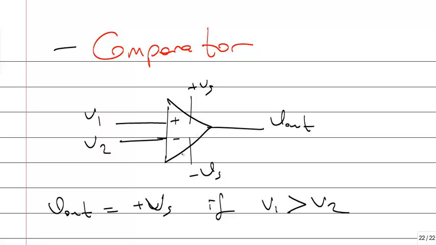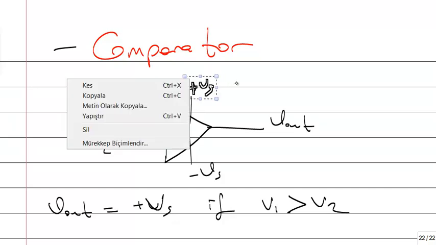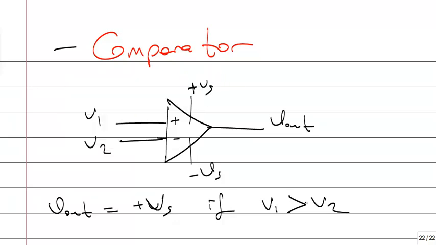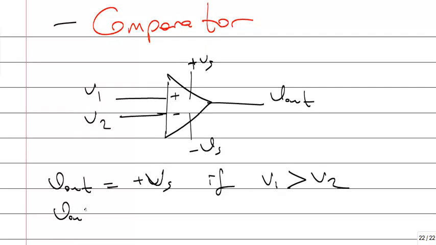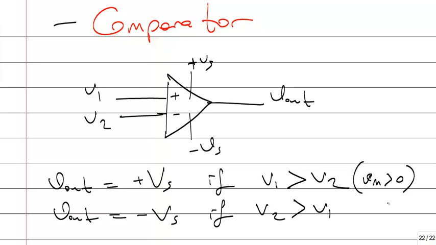Okay, but it should be 1 million times amplified, but it's impossible because this voltage source is lower than that value, so it saturates at that value, and the output will be positive V source, and V out is equal to minus V source if V2 is higher than V1. Because if V1 is higher than V2, it means V in is positive, otherwise V in is negative. Okay?